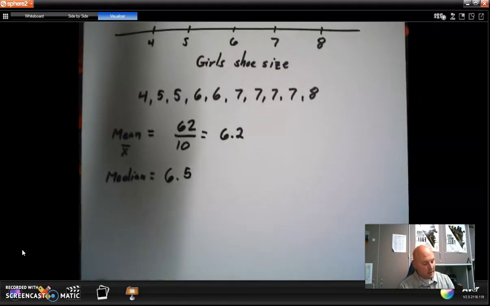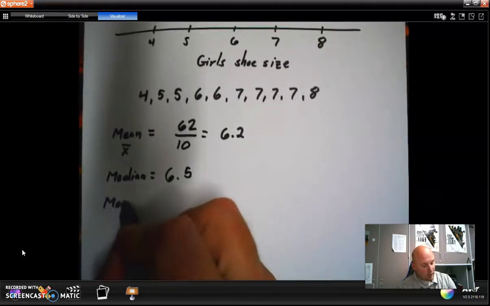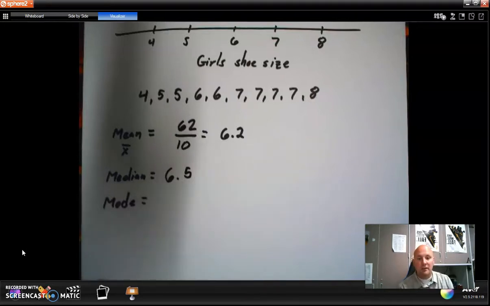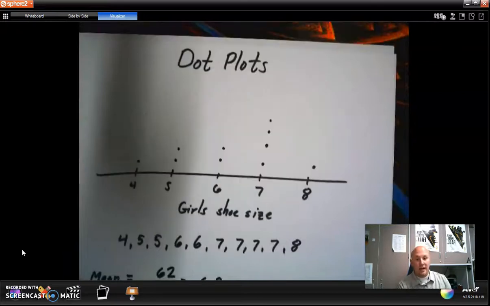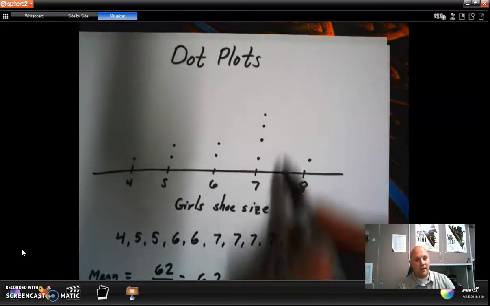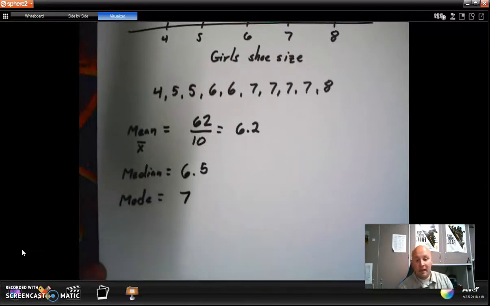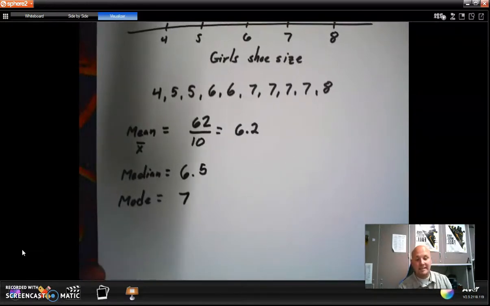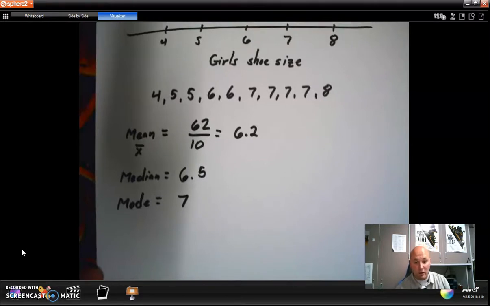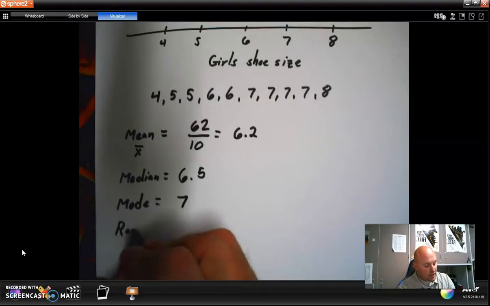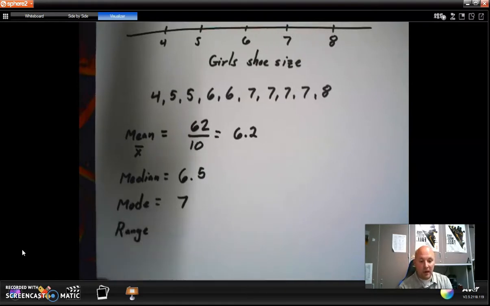Okay? Mean, median, mode. Mode is the most occurring. What happens the most often? The biggest one. If you look at the dot plot, the biggest one is 7. I have 4 sevens, so my mode would be 7. If it was tied with another, let's say 6 and 7 had the same amount, then the mode would be 6 and 7. And the range is from the smallest to the biggest, how far apart they are?